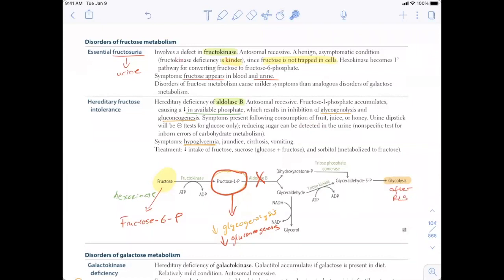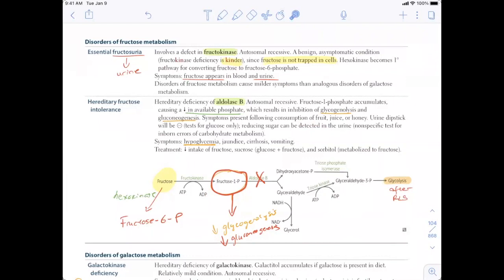So how do we treat this? Number one, avoid fructose, because that's the problem, right? Avoid fructose because you don't have a way of breaking down fructose and you're going to just accumulate F1P and now you get into trouble. So avoid fructose completely.